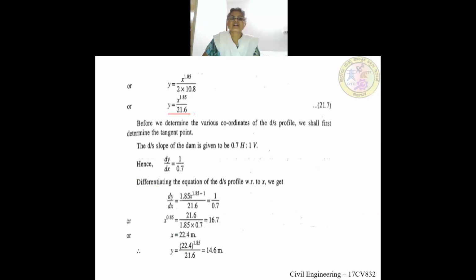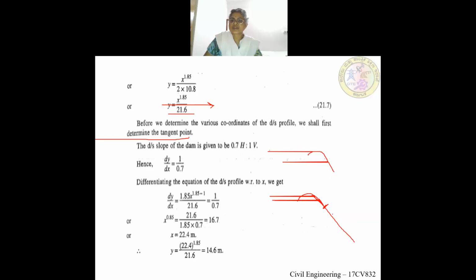This is the equation of the curve of the downstream face. But to determine the various coordinates of the downstream profile, we shall first determine the tangent point. So this is how the curve will be. If this is the upstream crest, this is how. At some point the downstream profile of the crest will be tangential to this downstream face. This point we have to determine first.